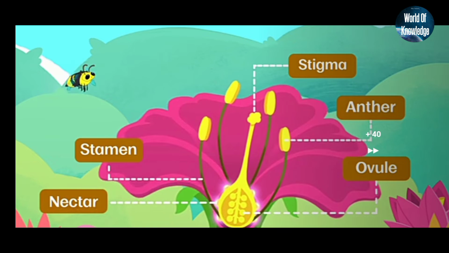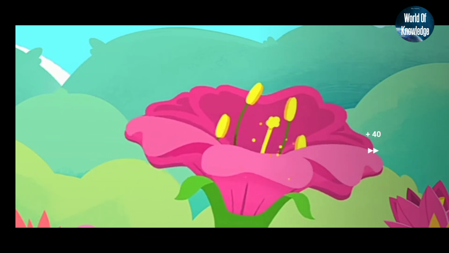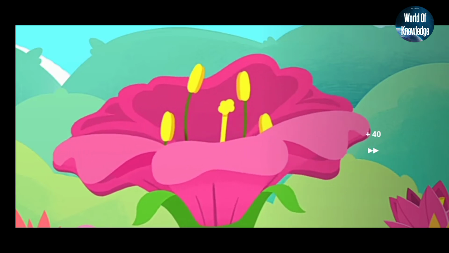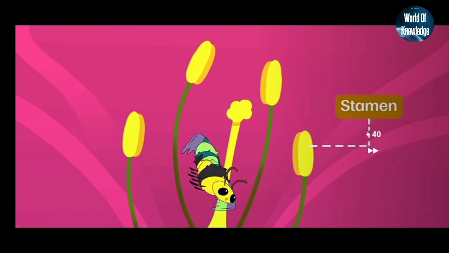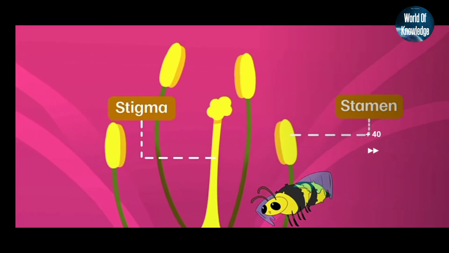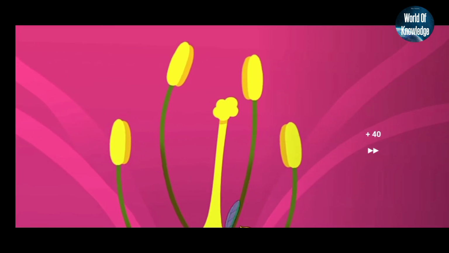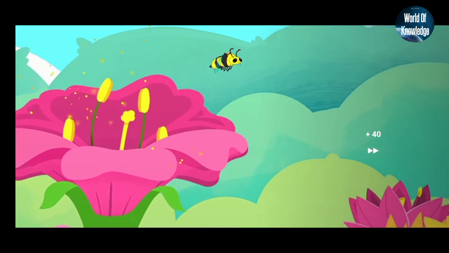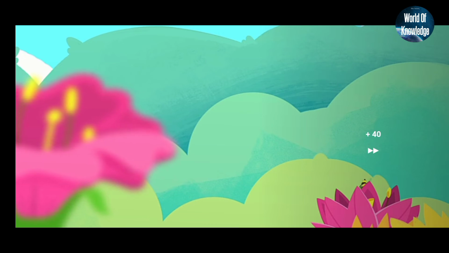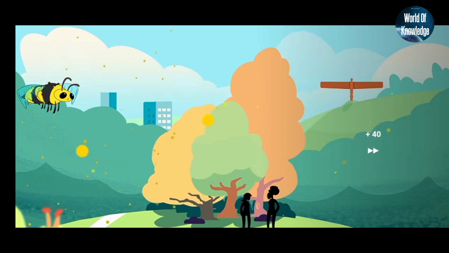Nectar is a sugary solution. Insects collect nectar for food. Insects such as bee reaches inside the flower to feed on nectar. While feeding, pollen grains first stick to the bee's back. When the bee visits another flower, pollen is deposited in the stigma, and this is known as cross-pollination.